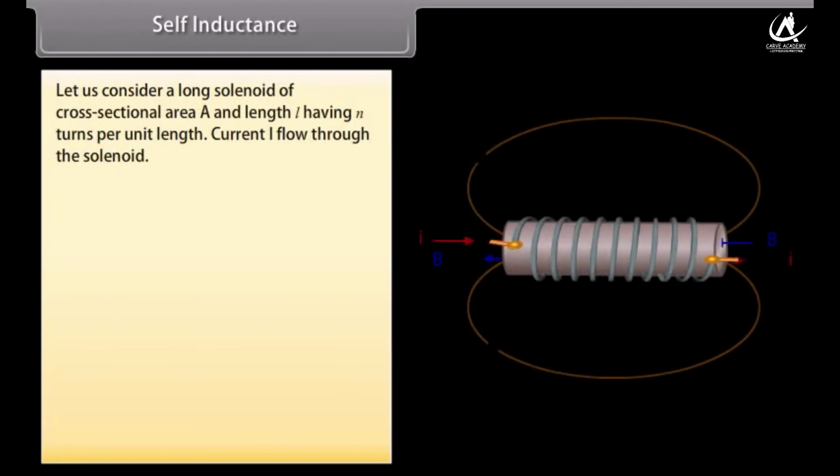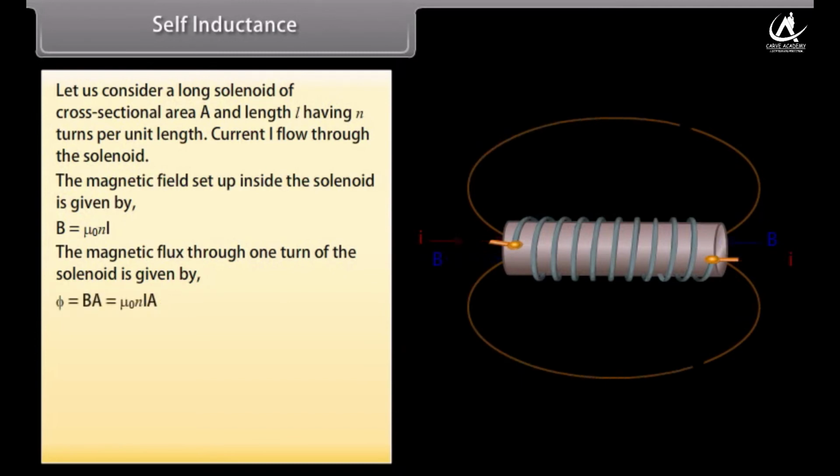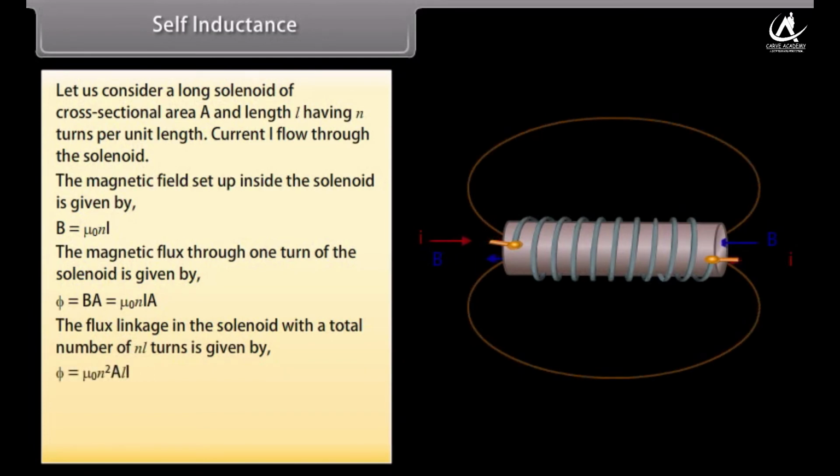Let us consider a long solenoid of cross-sectional area A and length L having N turns per unit length. Current I flows through the solenoid. The magnetic field set up inside the solenoid is given by the product of mu naught, N and I. The magnetic flux through one turn of the solenoid is given by the product of mu naught N, I and A. The flux linkage in the solenoid with the total number of NL turns is given by mu naught N square ALI. Hence, the self-inductance of the solenoid is given by mu naught N square AL.